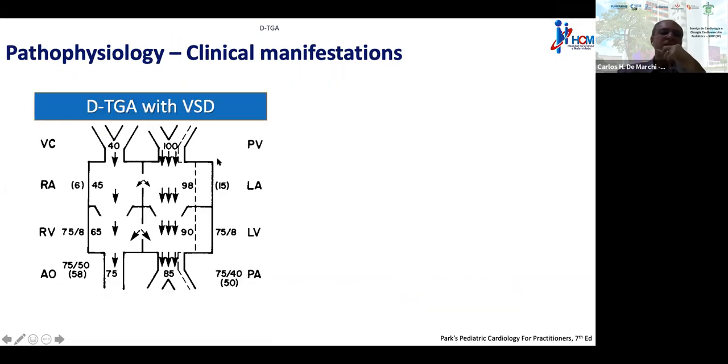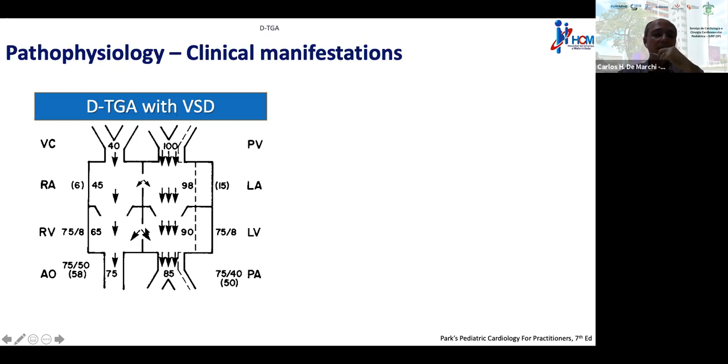Other conditions, the D-TGA with VSD, large VSD, okay? Small VSD is not hemodynamically significant. With a large VSD, we have not much increase in the systemic saturation, but we keep the pressure of the two ventricles similar, okay? Because it's a large VSD, we equalize the pressure, and the left ventricle doesn't fall, so it will not be unprepared for the arterial switch. Okay, this is the most important point of this condition.